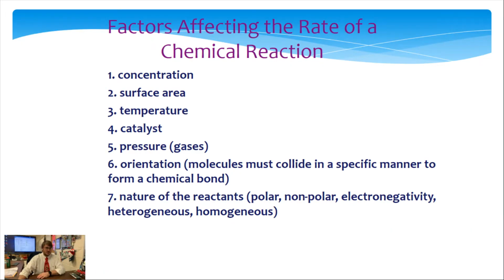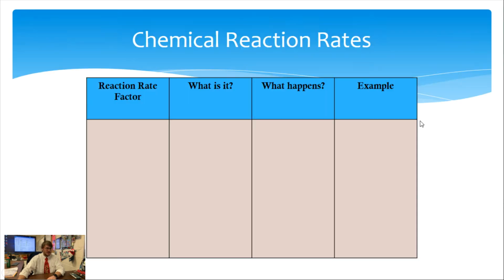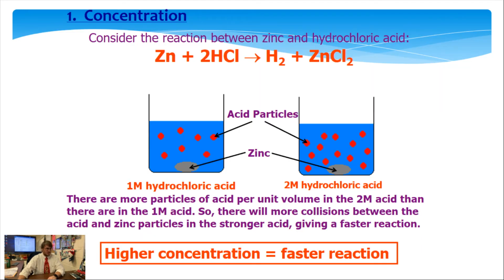So, without further ado, there are the factors affecting rate of chemical reaction, which you were poised to go collect in the notes sheet. Remember that note sheet is attached to this day 2 or day 1 of the factors announcement. So we have a reaction rate factor, what it is exactly, the name of it, that is, what is it, what happens, and then an example. Consider the reaction between zinc and hydrochloric acid. So concentration is the first one, concentration.